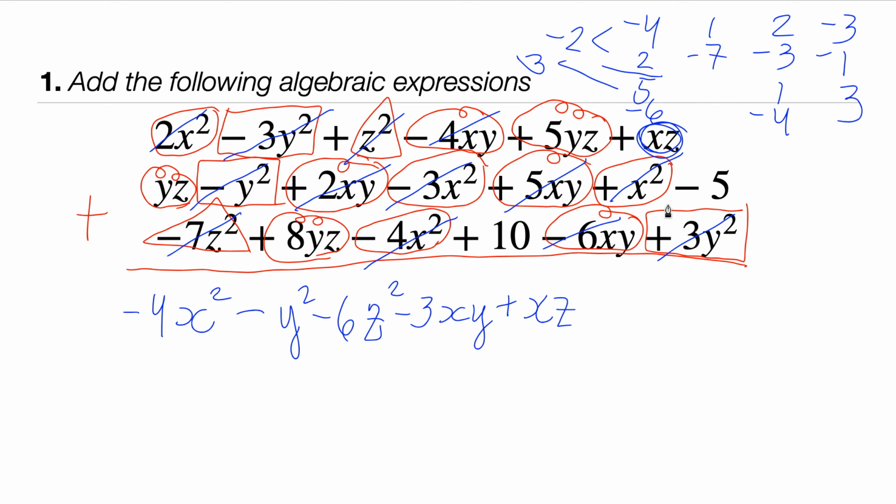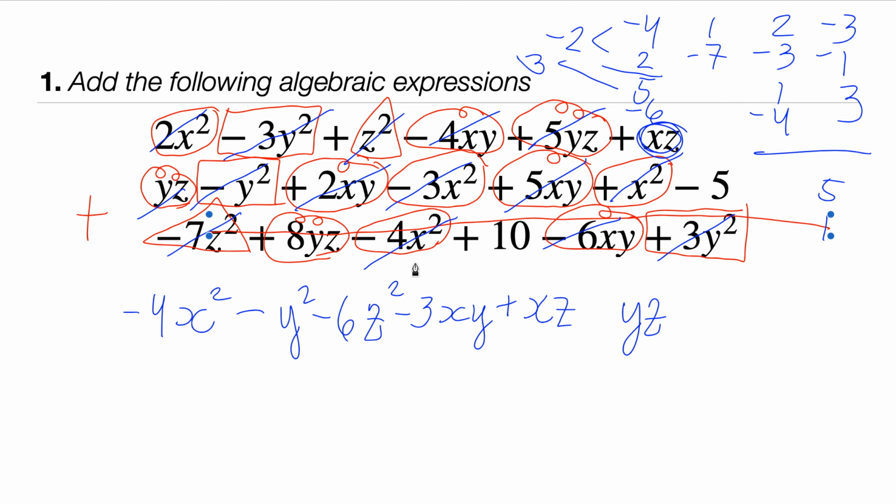And then let's combine the yz's. For the yz's, we have 5, we have 1, we have 8. They're all positive, right? So 5 plus 1 is 6, plus 8 is going to give us 14. So that's plus 14.